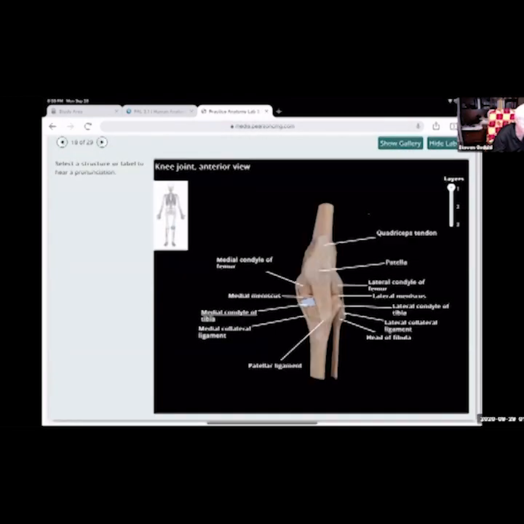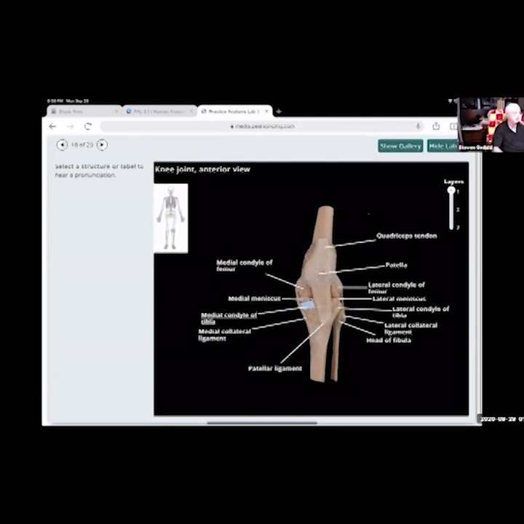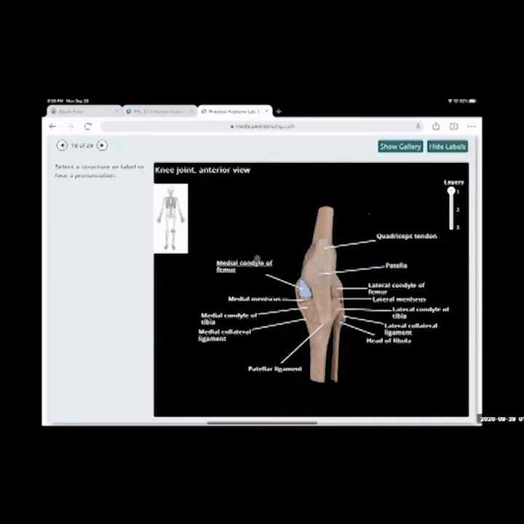Okay, this is your knee joint. So this one. This is the outermost layer. You can see the medial condyle of the femur.